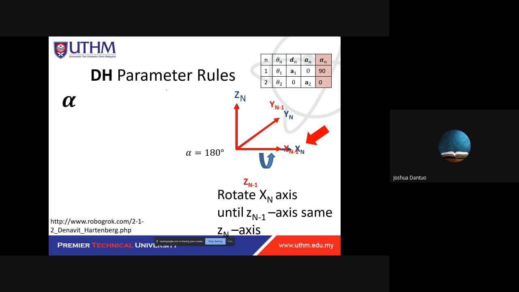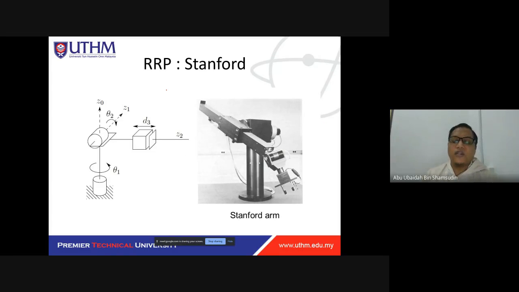Okay, finish. So let's see one example. As usual, we will try to do an example for the Stanford robot from Stanford University. Okay, so this is your robot. We can represent it like this. There is a rotation like this, a rotation here, and there is a linear movement like that. So we can represent the robot on the right with the figure on the left.